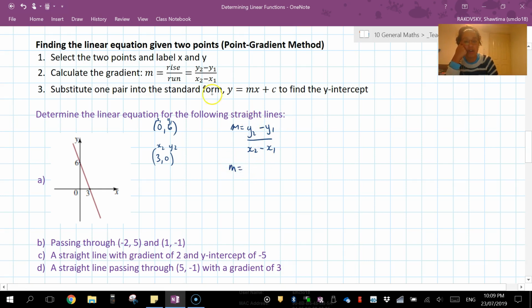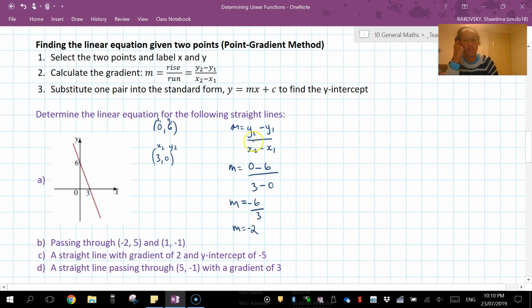Substitute your values in. y2 is this one, 0 minus 6, over x2, which is 3 minus 0. 0 minus 6 is -6, and 3 minus 0 is 3. So it's -6 over 3, which gives us a nice round value of -2, because -6 divided by 3 is negative, and 6 divided by 3 is 2. So that gives you your gradient.